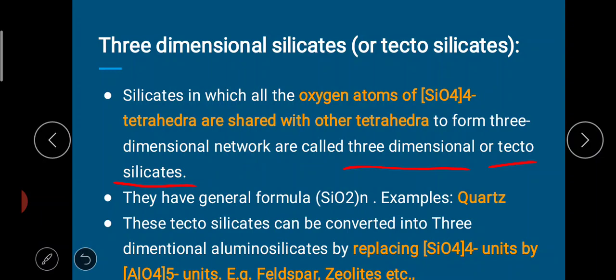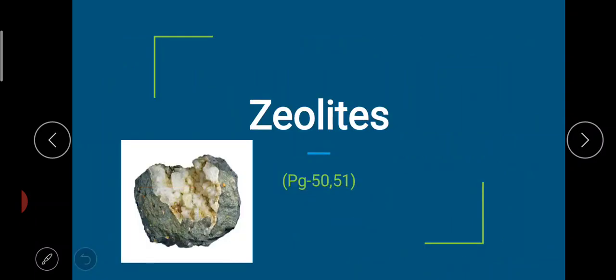They have the general formula SiO2, n. An example is quartz. These tectosilicates can be converted into three-dimensional aluminosilicates by replacing the SiO4 units by AlO4 units. Examples are feldspar and zeolite. So we'll see zeolite in detail now.